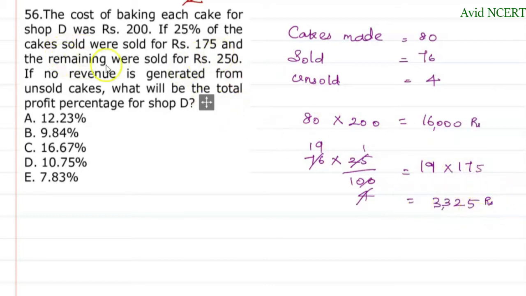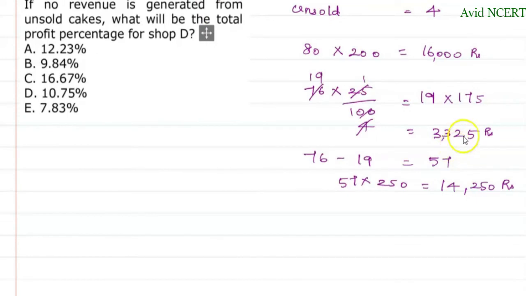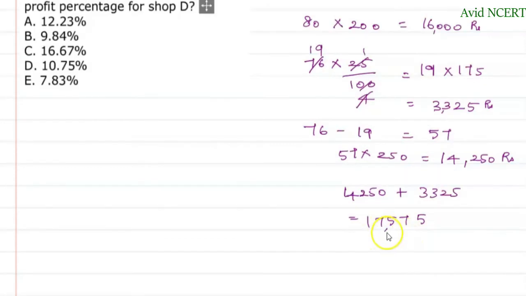Now, the remaining were sold for rupees 250. Out of the 76, 19 are sold for 175, whereas the remaining is 76 minus 19. You can either do it like this or take 75%, which is the remaining 75% of cakes. So 76 minus 19 is 57. 57 cakes were sold at 250 each, that is 57 times 250, which is 14,250. The total amount after selling the cakes is 14,250 plus 3,325, which equals 17,575.